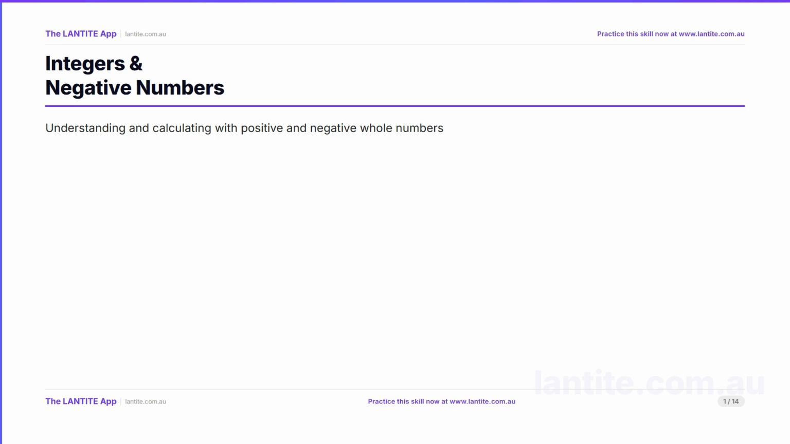Welcome to this lesson on integers and negative numbers. Integers include all whole numbers, both positive and negative, as well as zero. You'll encounter negative numbers on the LANTITE in contexts like temperature changes, financial calculations, and interpreting data. By the end of this lesson, you'll be confident performing all 4 operations with integers.